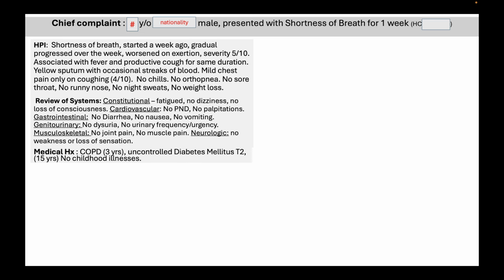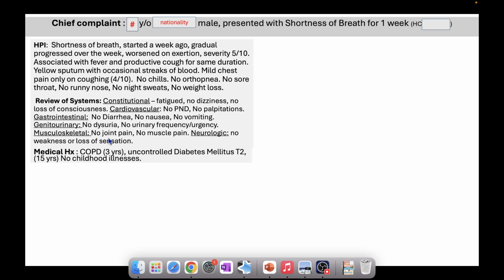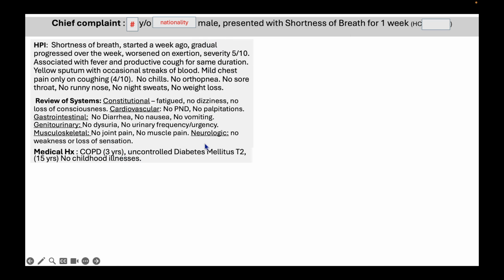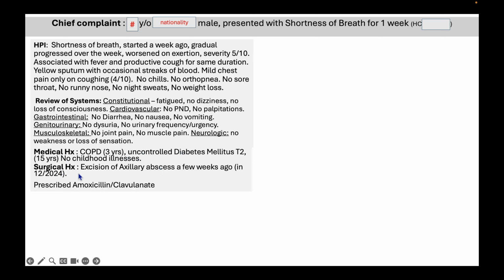And then medical history. You have to write what conditions they have and since when they've had them. So COPD was diagnosed 3 years ago. Uncontrolled diabetes mellitus type 2. When you say anything is uncontrolled, you have to prove it in the labs afterwards. We'll mention that again in a bit. And then no childhood illnesses. Surgical history: he recently had an axillary abscess that was drained, or excised. And he was given amoxicillin-clavulanate for this axillary abscess excision.